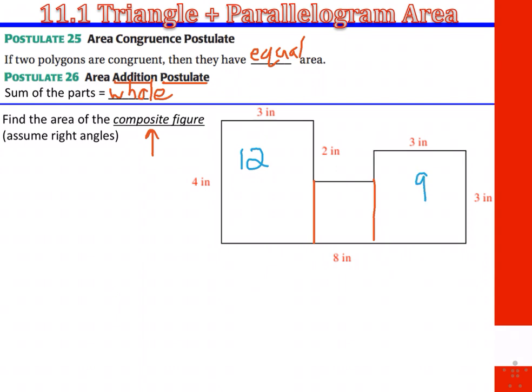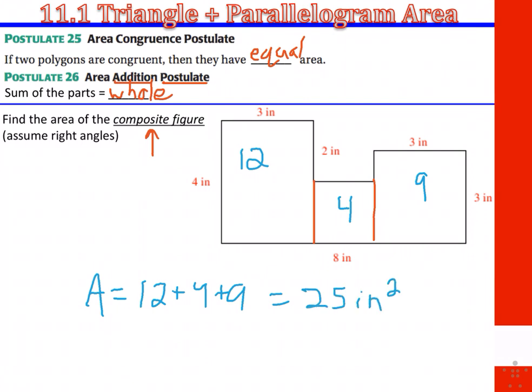And then for the one in the middle, if this entire length is 4, and this part of it is 2, then the remaining part has to be 2 as well. Similarly, if I look at this entire base as 8, with this part being 3 and this part being 3, then the remaining middle piece, in order to add up to 8, has to be 2, giving this an area of 4. So altogether, the composite area of the shape is 12 plus 4, plus 9, which gives me, 16 plus 9 is 25 inches squared.